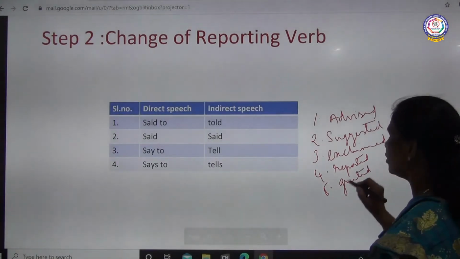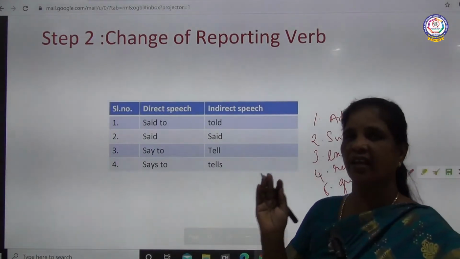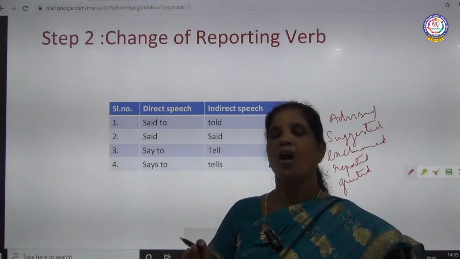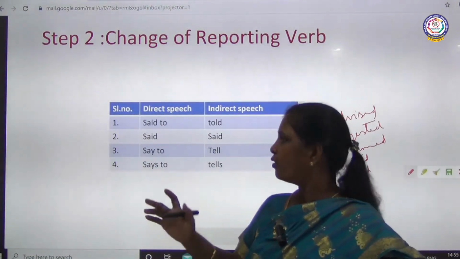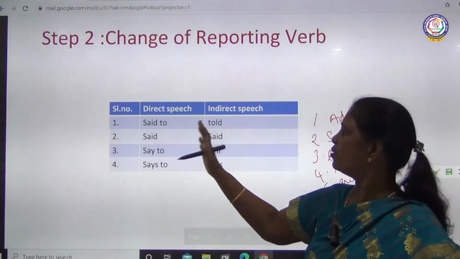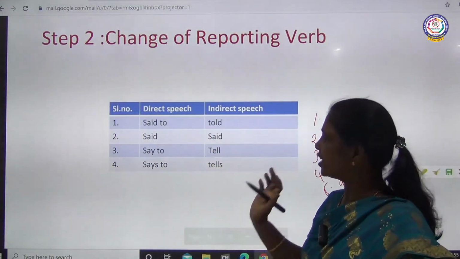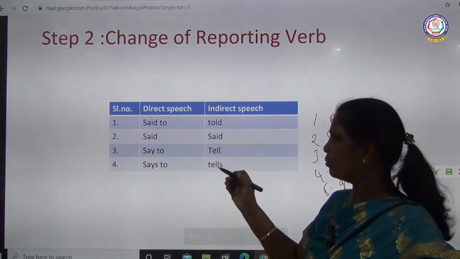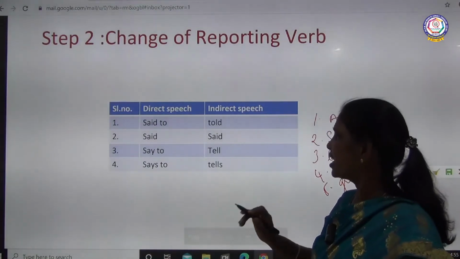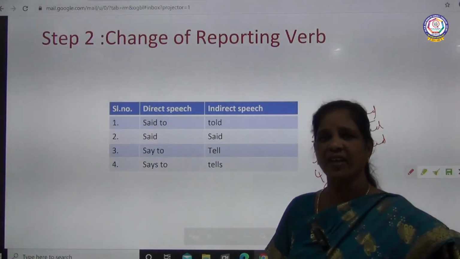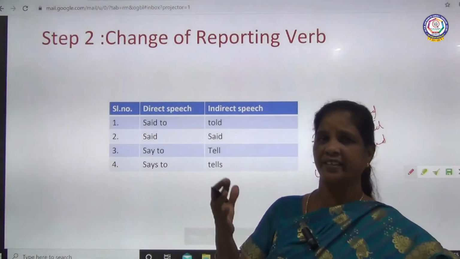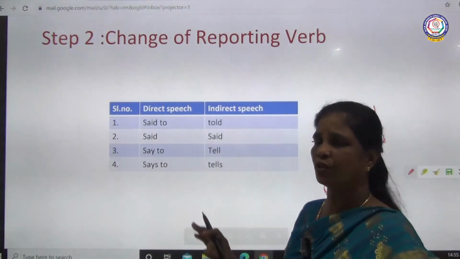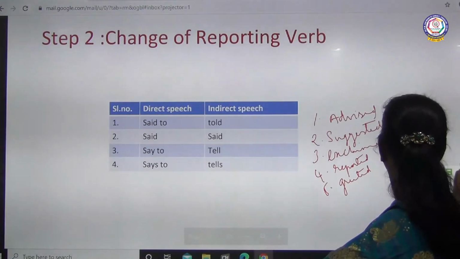See, according to what is there in the reported sentence, you will be writing. If it is a suggestion, you will be writing suggested. If nothing is there, said means said to means told, said means said only, say to means tell, says to means tells. Suppose the thing is advice, then you will be writing advised. If it is an exclamatory sentence, exclaimed. So like that, you will be changing. We will go for the next, children.